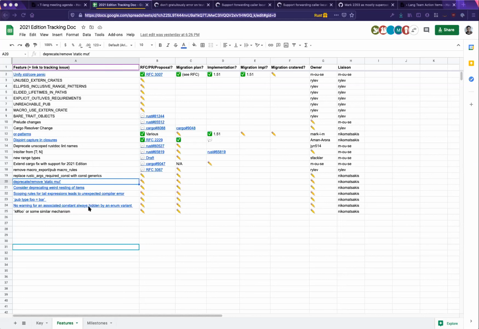Separately, in the edition nomination section, this consider deprecating weird nesting of items thing, I feel like that is interesting and complicated enough that it needs an RFC, given that it basically needs a sort of inter-crate or intra-crate coherence check. So my opinion is probably all of these are out of scope. I haven't looked too closely, but if we haven't even started thinking about it, unless it's really easy, I kind of don't see the point.